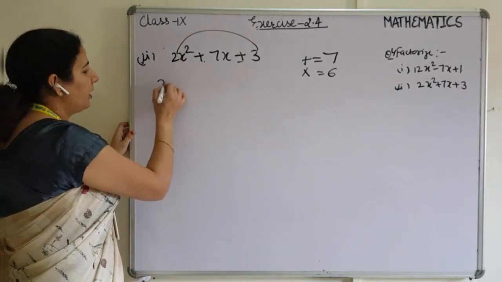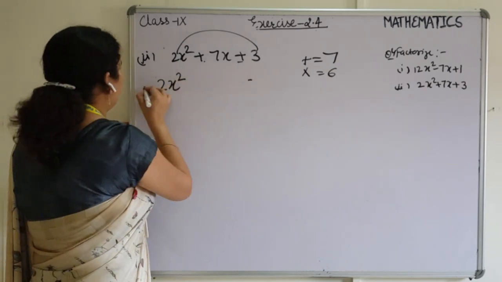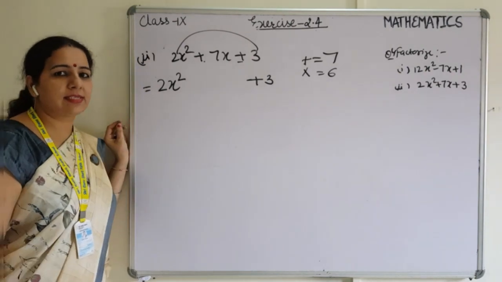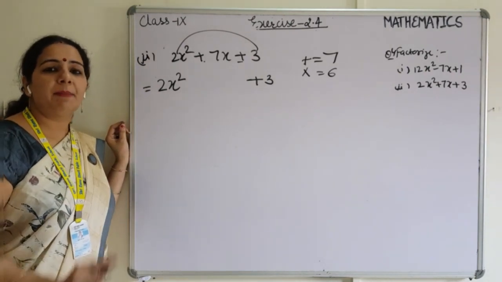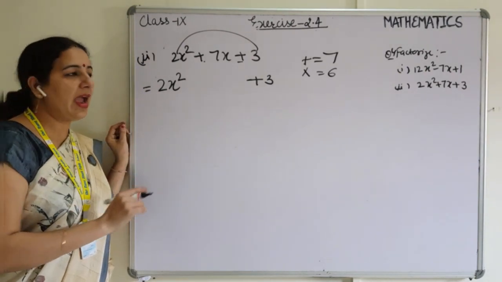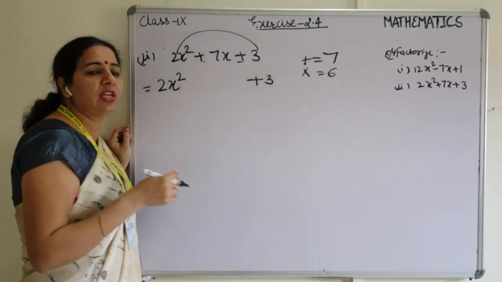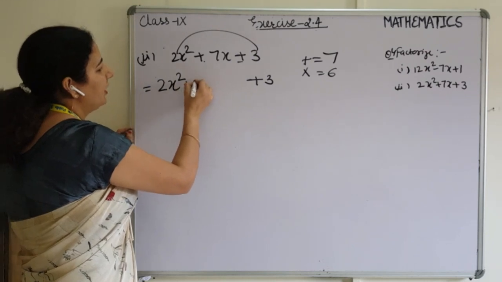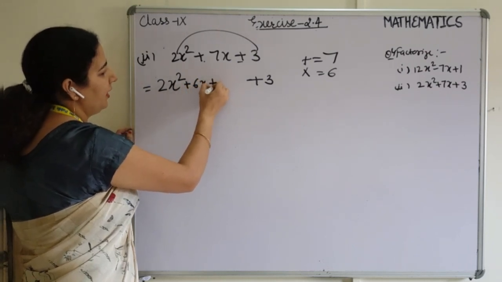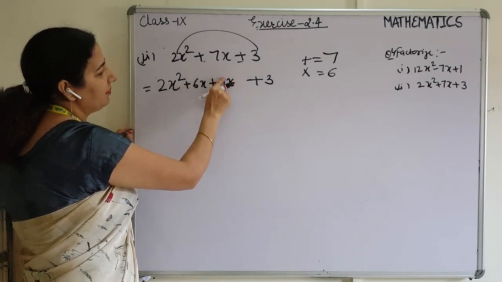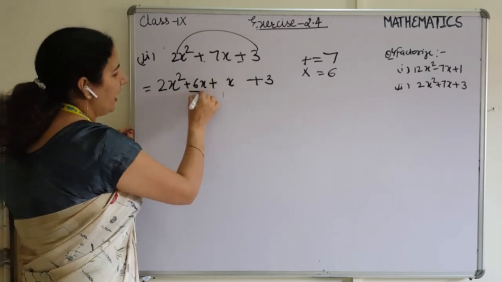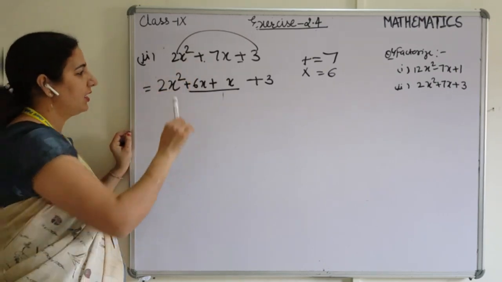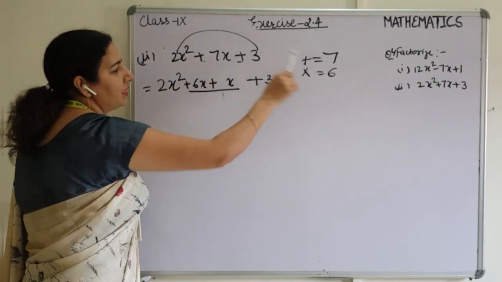I think some students are thinking that 3 into 2 is 6. Yes, 3 into 2 is 6, but 3 plus 2 is 5 and we need 7. So think about more factors of 6. So we can take 6x and 1x. 1x means x. So can I take these two numbers? 6x plus 1x is 7x, and 6 into 1 is 6.